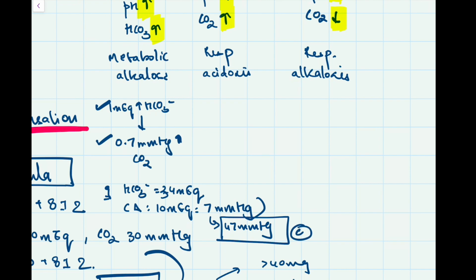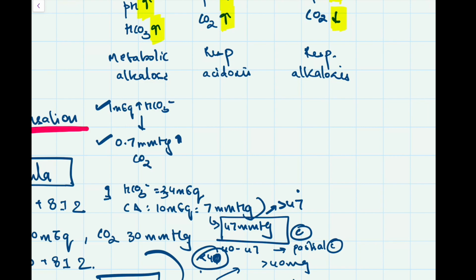For compensation, again, if the CO2 is between 40 to 47, it would be a partial compensation, and a CO2 more than 47 would indicate an additional defect, and similarly a CO2 less than 47 would indicate an additional defect, right? Here it would be respiratory alkalosis, and here it will be respiratory acidosis, right?